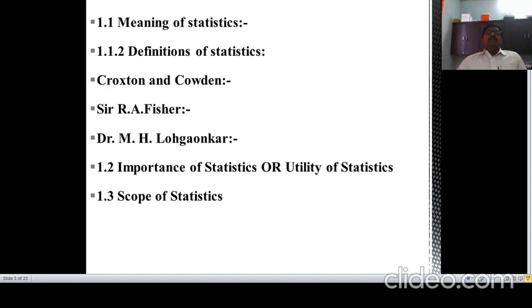I also define what is meant by statistics. By experience, I define statistics as quantitative things which a layman can understand, or a pattern of anything which a layman can understand, is called statistics. Now the next point is importance of statistics or utility of statistics.